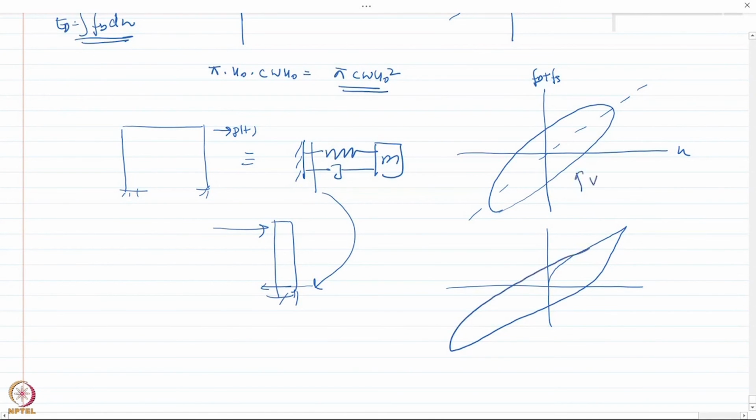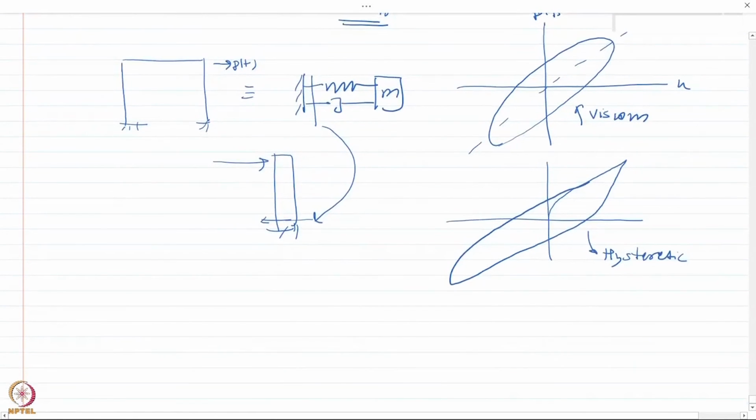Okay, this is called viscous behavior and this is called hysteretic behavior. Whether it would look like this depends on the element properties, but for our cases, our assumption is that it looks something like this. And this you can observe if you have to perform an experiment at some point: your force deformation loops for a regular structural member would look something like this.